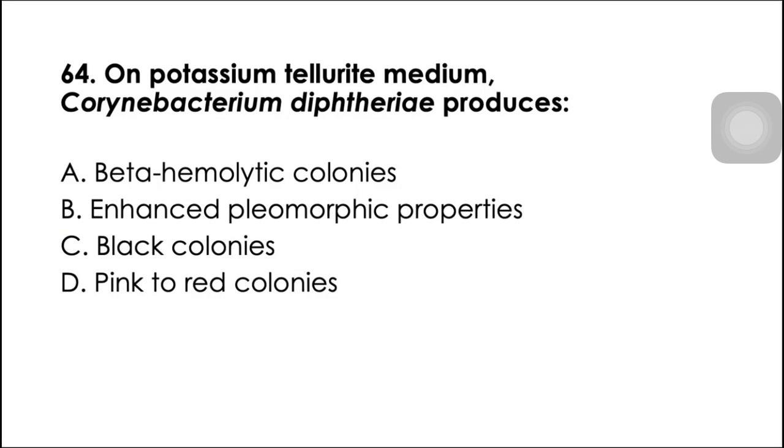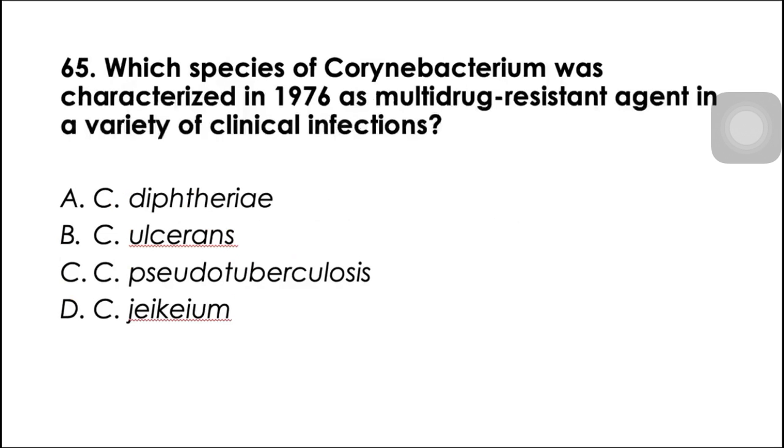Number 64, on potassium tellurite medium, Corynebacterium diphtheriae produces. On your potassium tellurite medium or Tinsdale medium, actually all Corynebacterium will have characteristic black colonies. But not all of them have a brown halo. Only the ones with a brown halo, that is true for Corynebacterium diphtheriae, Corynebacterium ulcerans, and Corynebacterium pseudotuberculosis.